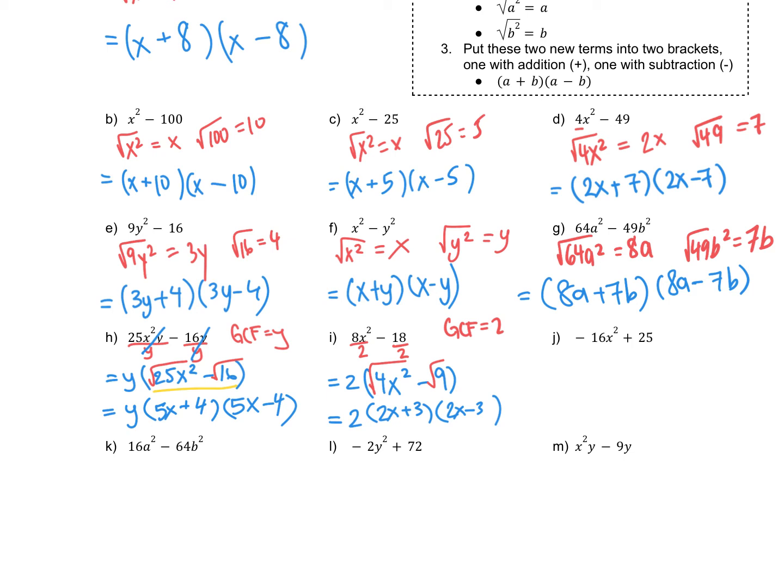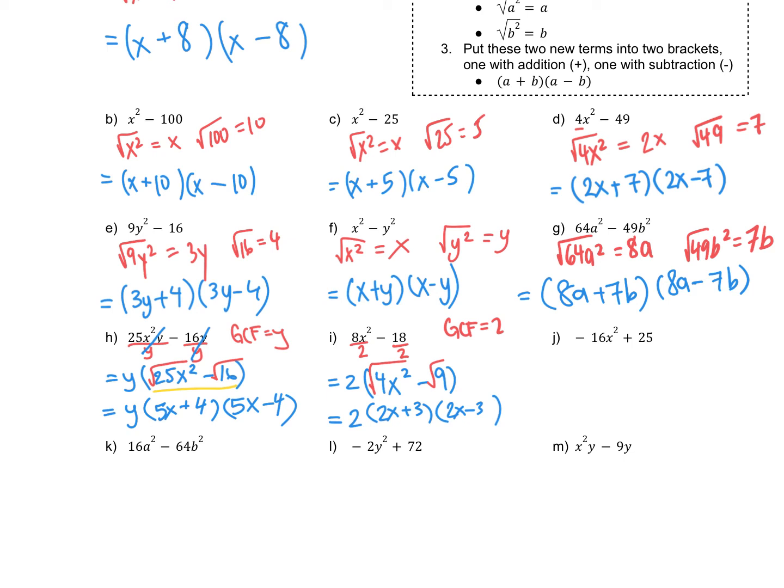Okay, negative 16x squared plus 25. So first of all, I see 16, I see 25, and I can square root that. But I have a problem here in that the middle is not subtraction, and this is called a difference of squares. So this is not a difference of squares just yet.